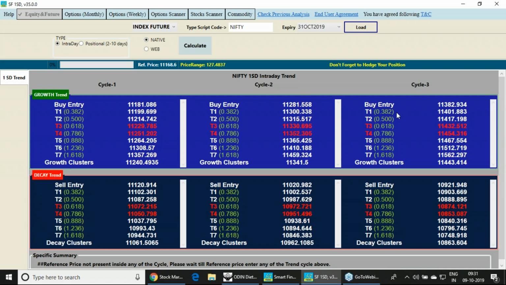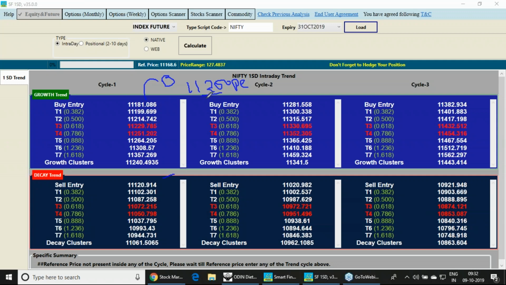Suppose you are going to trade with the help of option hedging. If you are buying the future here at 11,181, you must hedge it with a 11,200 put option. You can buy the 11,200 put option. This is the simplest hedging technique. There are many other ways too, such as by writing options. So the 11,200 put option should be taken along with the 11,181 future buy.